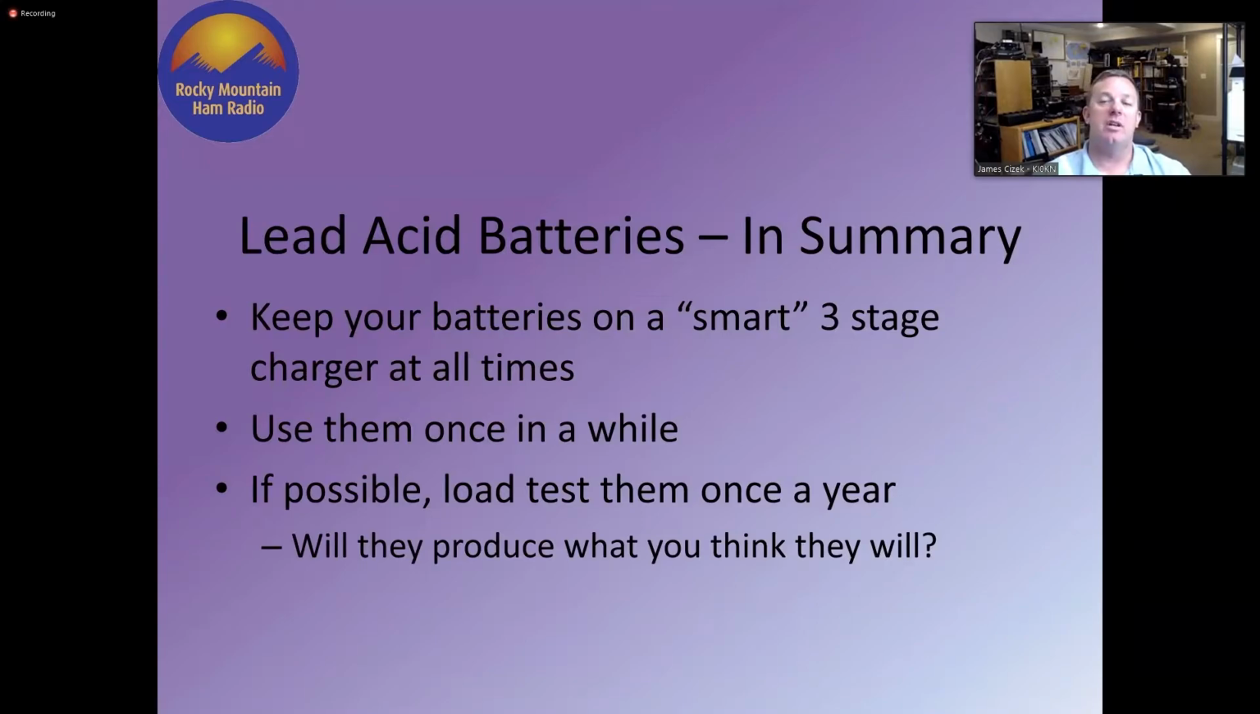All right, so let's just summarize where we're at with lead acid here. Keeping your batteries on a smart 3-stage charger at all times that they're not being used is the number one way to keep them healthy. Number two, use them once in a while. That is actually healthy for the battery. And if possible, load test it once a year. Does it still deliver the amount of capacity that you think it will? Be kind of bad to find out when you take it out to field day or out to an ARES event or a bike race that you're supporting and it's got one tenth of the capacity left.